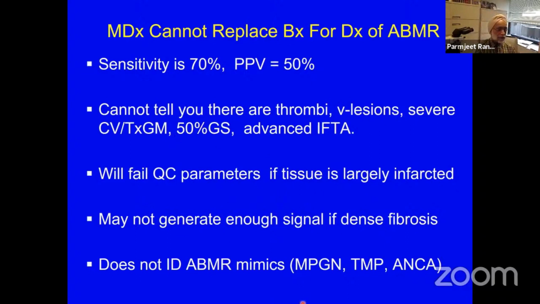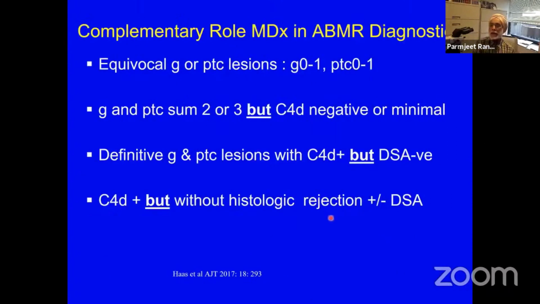However, it can certainly play a complementary role to histology, and it would be particularly useful, for example, in biopsies which have equivocal glomerulitis or peritubular capillaritis. There are lesions where we struggle. Is it 0? Is it 1? The molecular diagnosis could help. It could help biopsies where the G and PTC sum score is 2 or 3, but the C4D is negative. In fact, this technology has helped us realize how often we do get C4D negative ABMR.